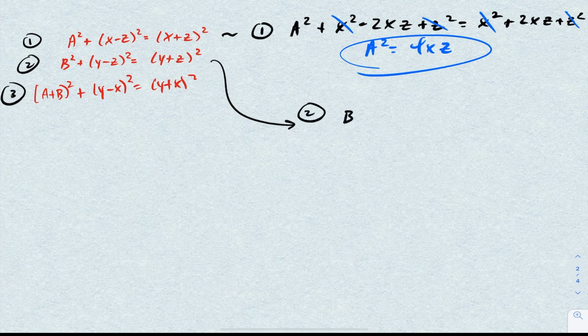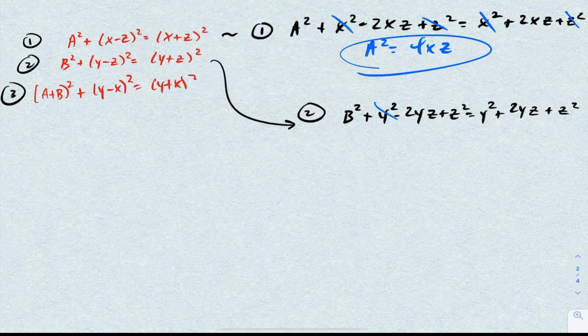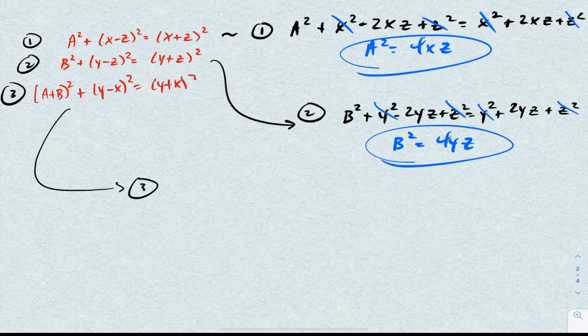Okay, let's take a look at equation 2. Using equation 2, I have b squared plus y squared minus 2yz plus z squared equals y squared plus 2yz plus z squared. Going through this one, the y squareds cancel, the z squareds cancel, and I end up showing that b squared, in this case, is 4yz. Okay, let's take a look at equation 3. What does that give us?